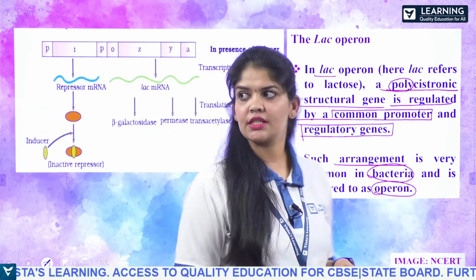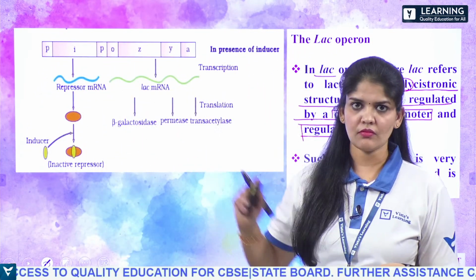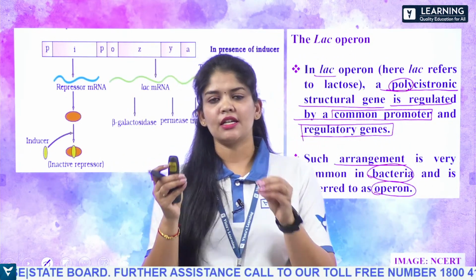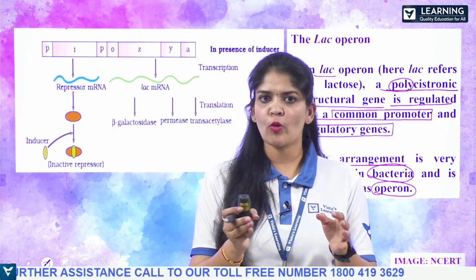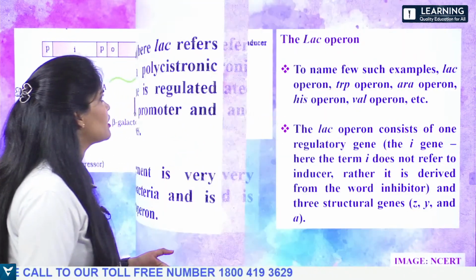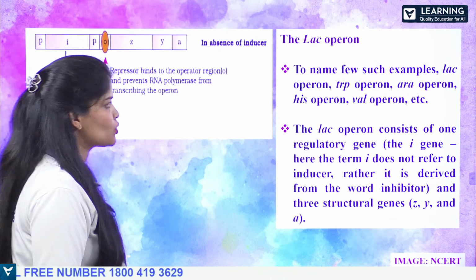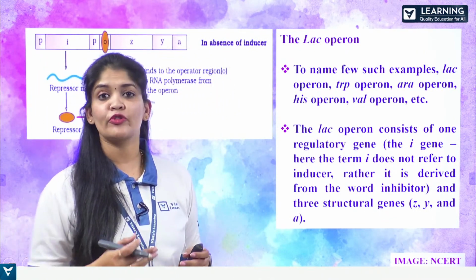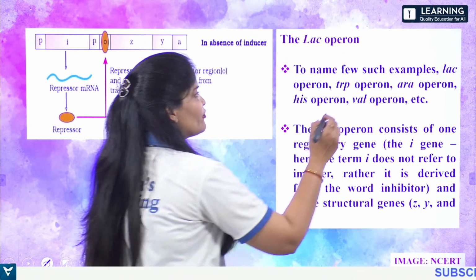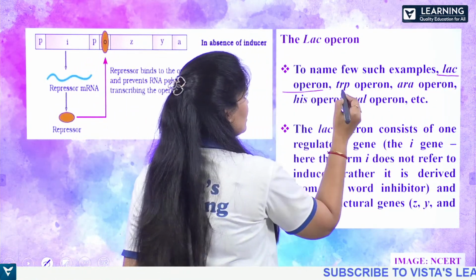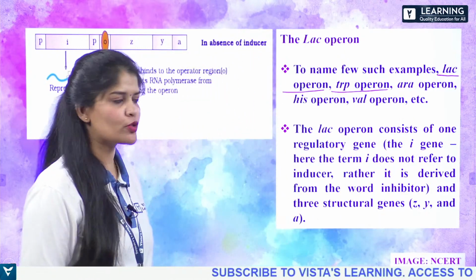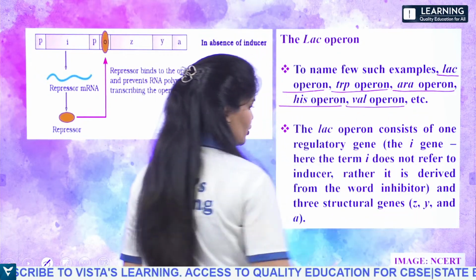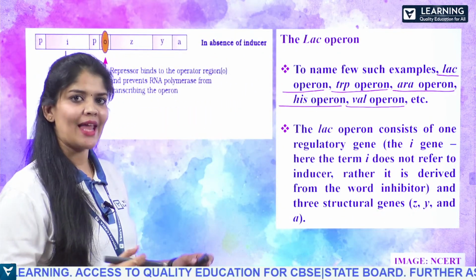Now, this is how the regulation happens. Just now we said that we have a cluster of genes, and that cluster of structural genes is present in the lac operon, Z, Y, A. Not only the lac operon, there are other operons also, to name a few: lac operon, tryptophan operon, arabinose operon, histidine operon, valine operon. Let's understand the lac operon first.